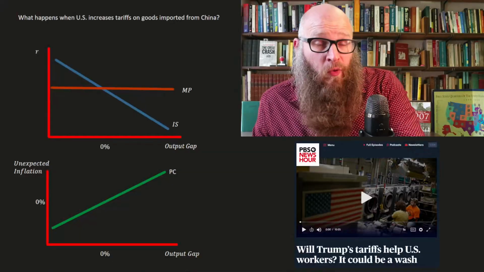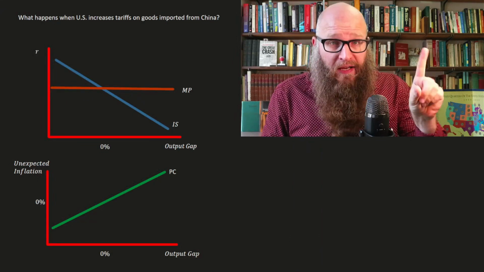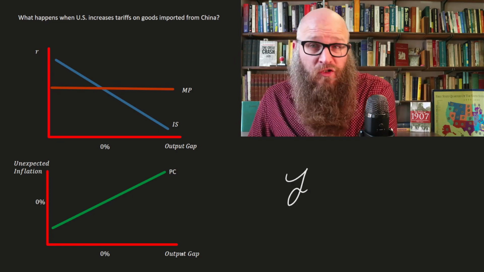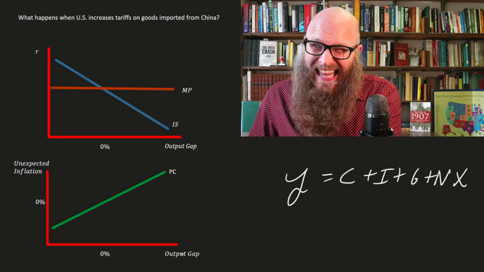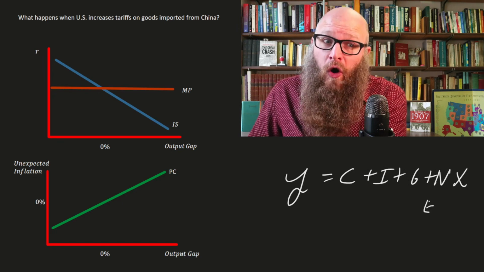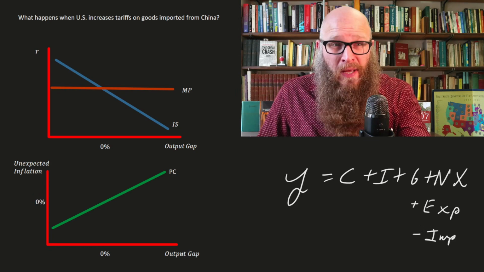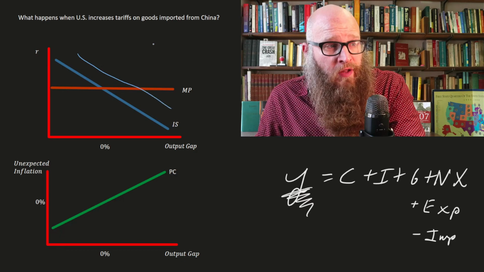Now that we've built the model and know where the shocks fit, let's try and describe the world around us. What happens when the US increases tariffs on goods imported from China? Two things. First, we will get less imports. That's the direct effect. Because GDP is C plus I plus G plus NX, and that NX is net exports, or exports minus imports. Having less imports means aggregate expenditures go up. So we get a rightward shift in the IS curve.